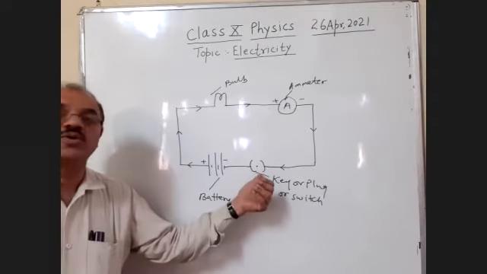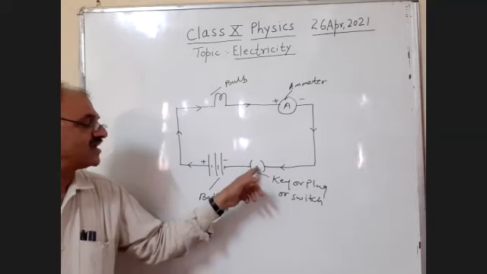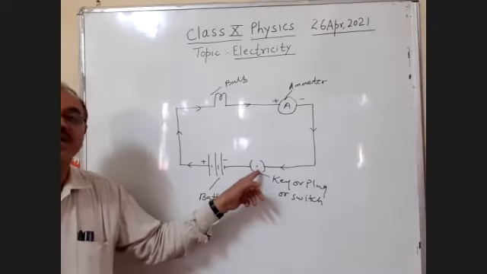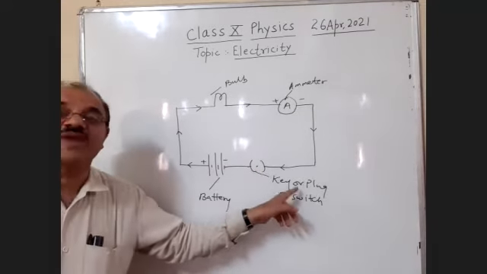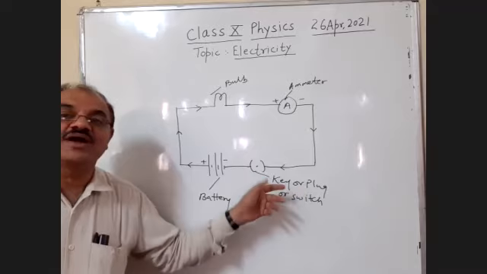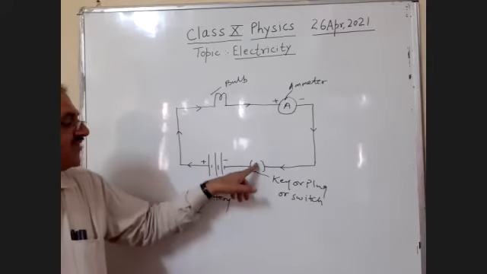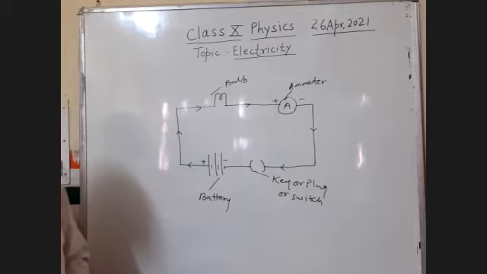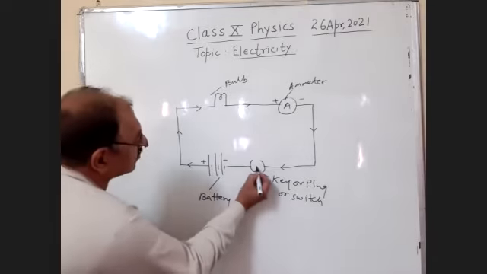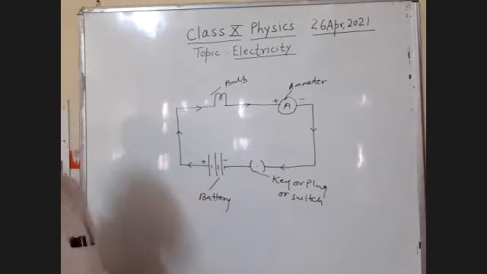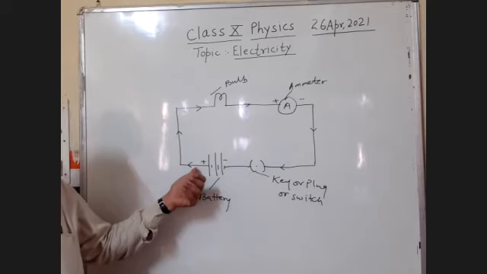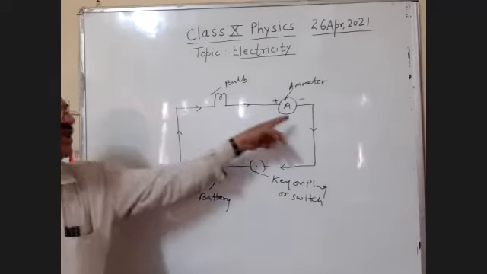When this key is closed, I have shown the black dot. It means the key is now plugged or the key is closed. Now the current will flow, the circuit is closed. If it is not shown as a black dot, it means the circuit is open and it will not allow the current to pass through.